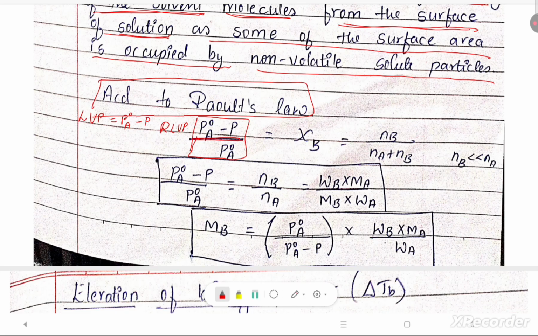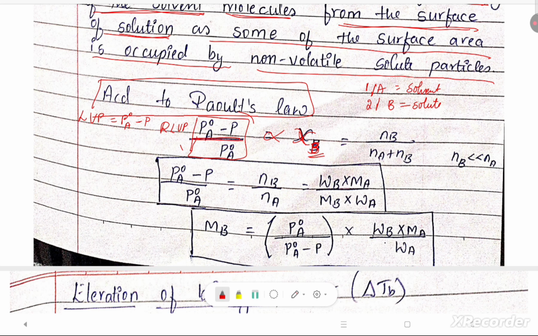According to Raoult's law, this is directly proportional to the mole fraction of the solute particles. B means solute, A means solvent. Remember always: B means solute. Or 1 means solvent, 2 means solute; any one they may keep. So the mole fraction of B means the number of moles of solute particles. Based on how many particles you add, the vapor pressure will reduce. That's why they say it is directly proportional to the mole fraction of solute particles.